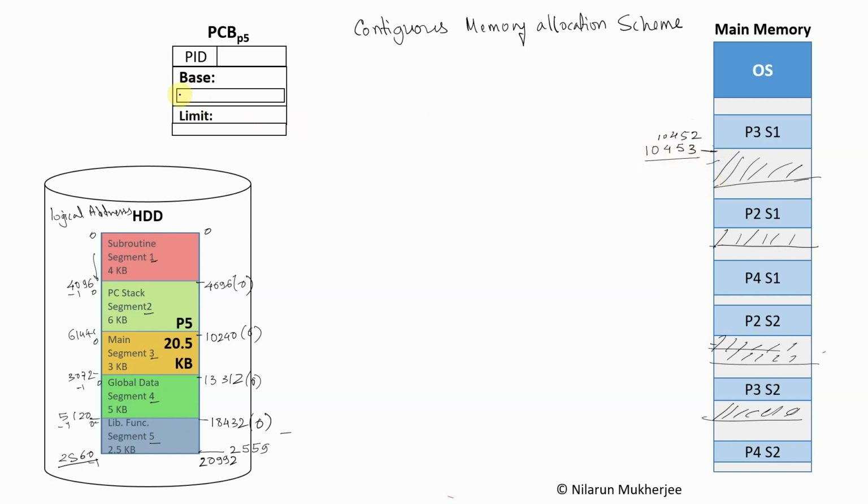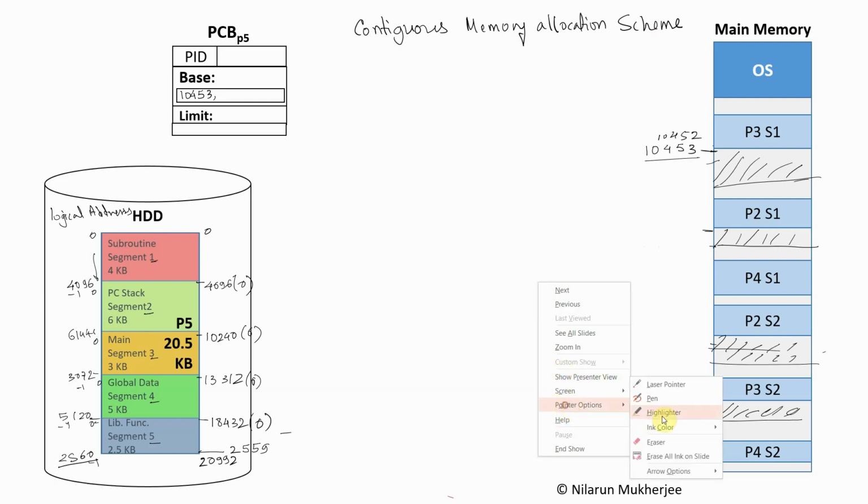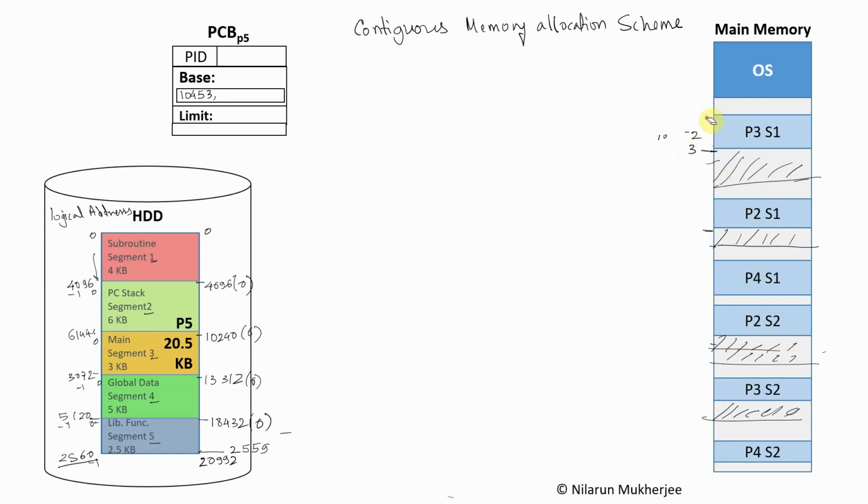So I will have a base 10453, then I will have another base, suppose this is, for example I take it.